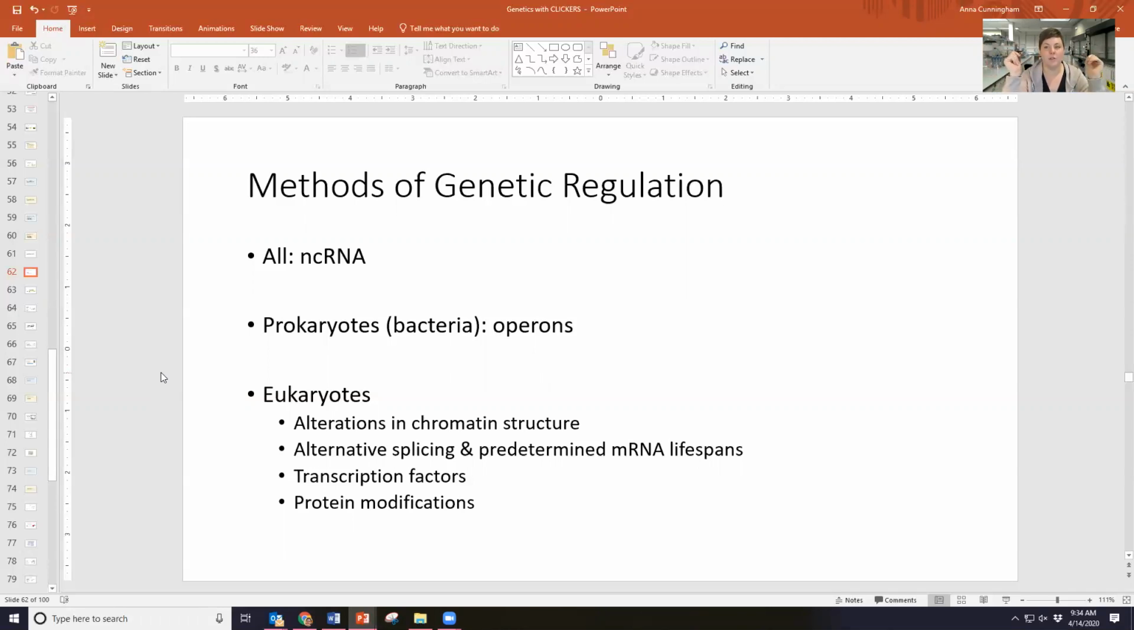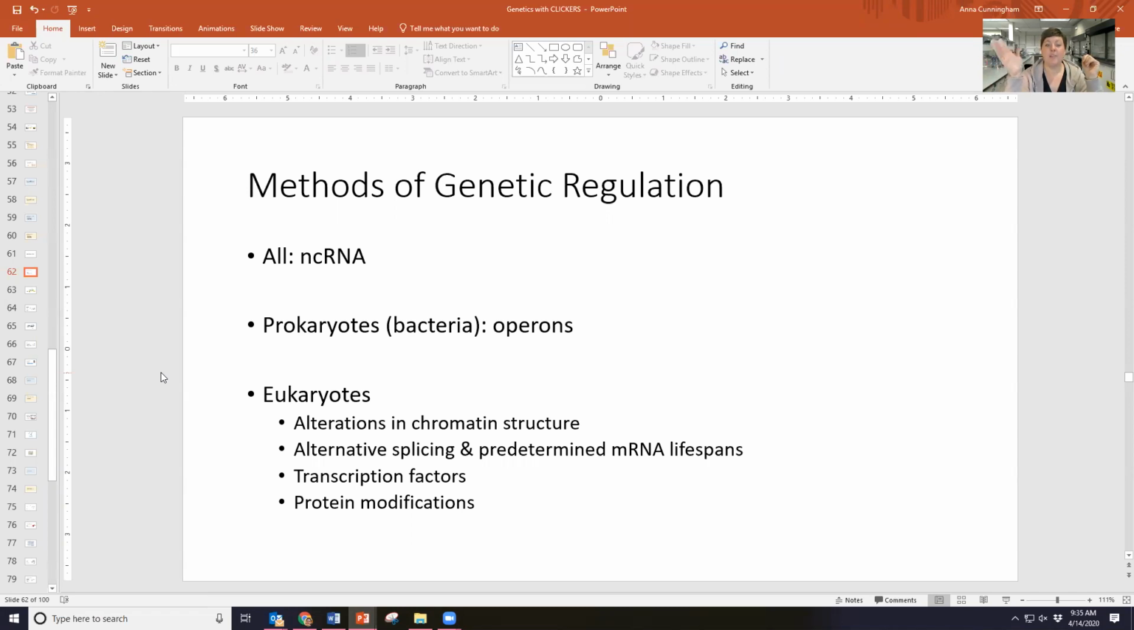Most prokaryotes use environmental signals like the presence of a sugar to turn on genes to use that sugar. It's really cool. But that is their primary method of genetic regulation. They're very simplified.